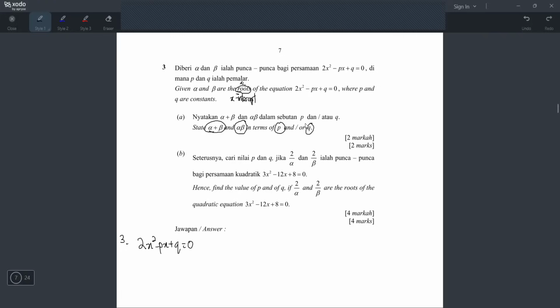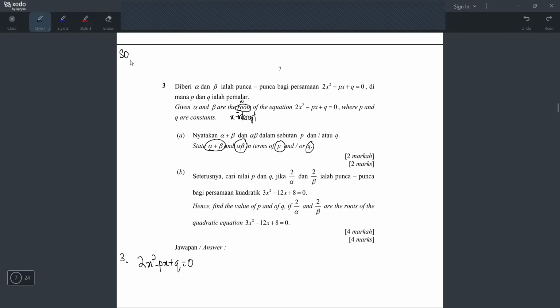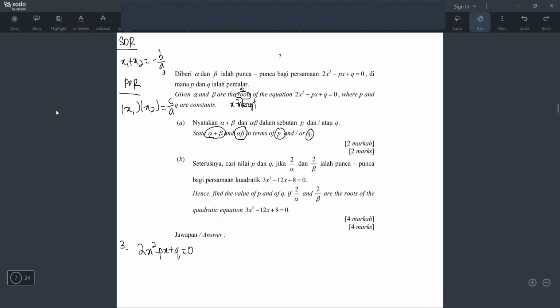All right, definitely use the sum and product of roots method for this question, because they already tell you alpha and beta are the roots. So what is the formula for the sum of roots? X1 plus X2 equals negative B over A. What is the formula for the product of roots? X1 times X2 equals C over A. So this is the formula that I will be using. Now I will write both the roots: x1 equals alpha, x2 equals beta. Now we can use the method.